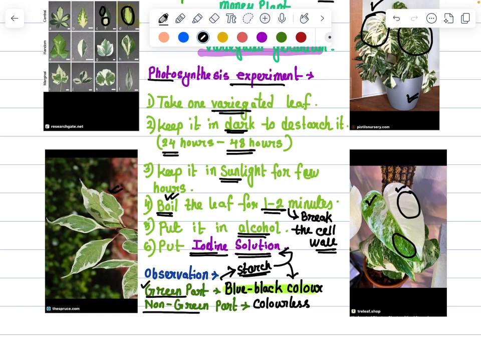So the green part produces the starch, and because of the starch, whenever it comes in contact with iodine, it forms this bluish black color. And the non-green part lacks the starch. That is why it will stay colorless. So this is how we can confirm that without chlorophyll, there is no starch production. That is why the variegated leaf is very much important.